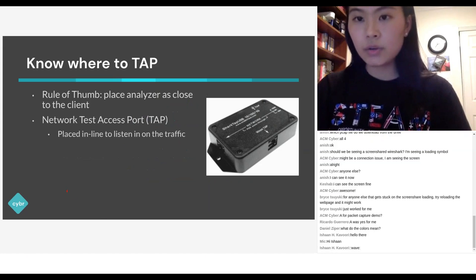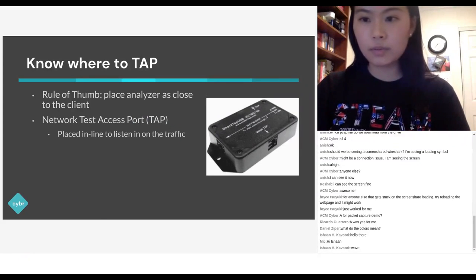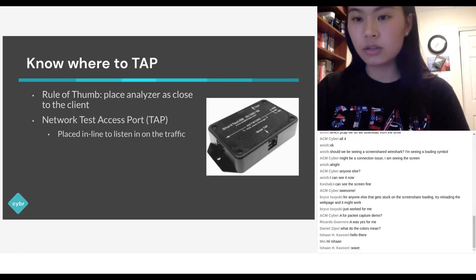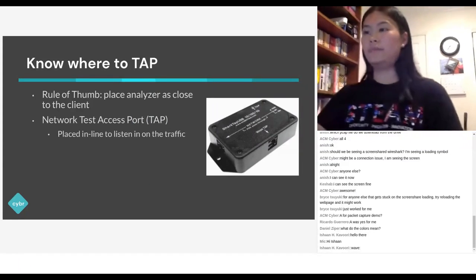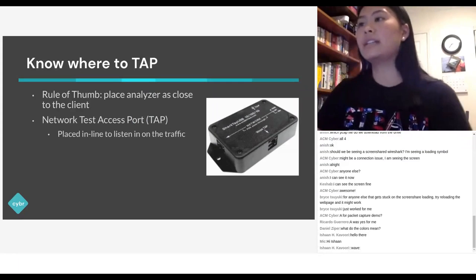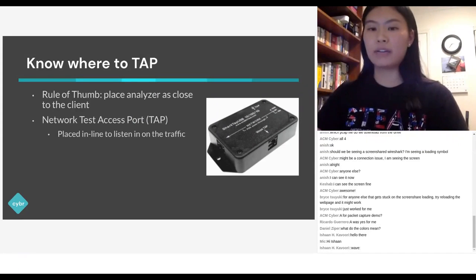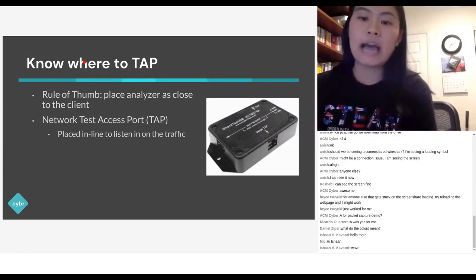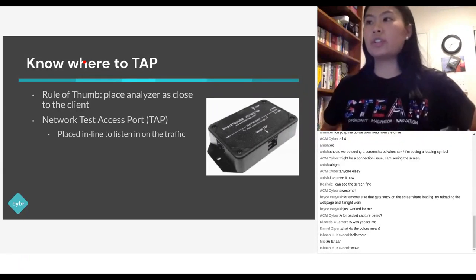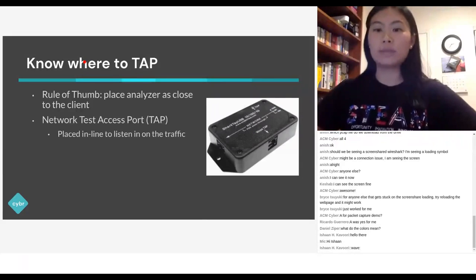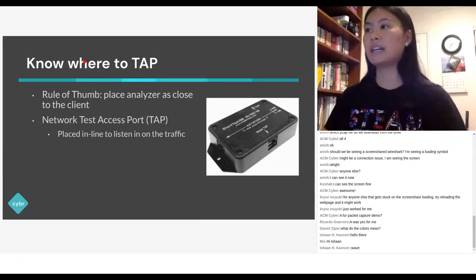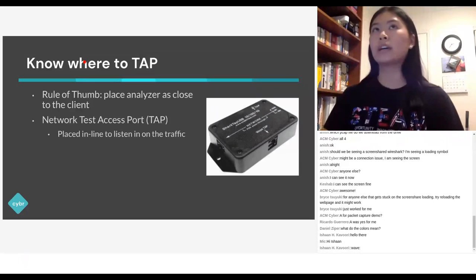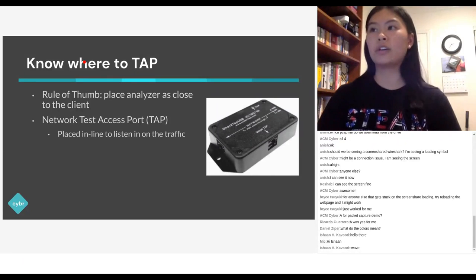Okay, so the slide I'm going to end on here is the idea of tapping. A tap is called a network test access port, or TAP for short. And basically how it works in practice, or how we want to intercept data on a wired network like Ethernet or a fiber cable, is this.